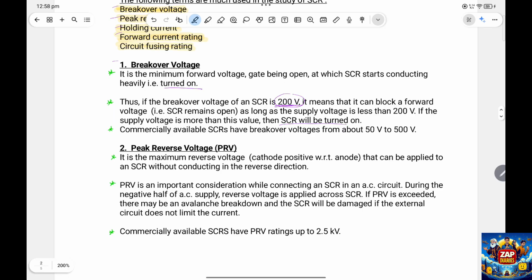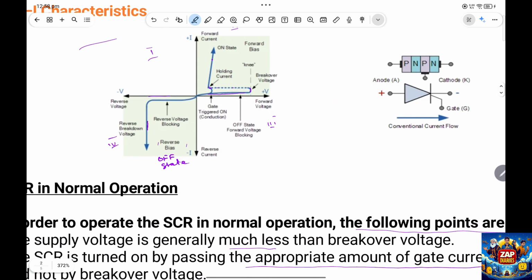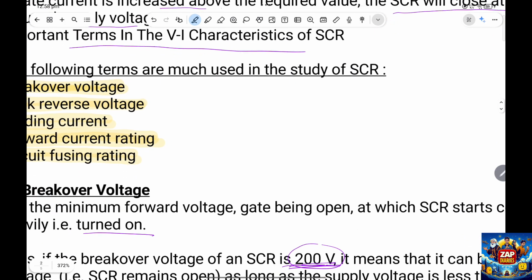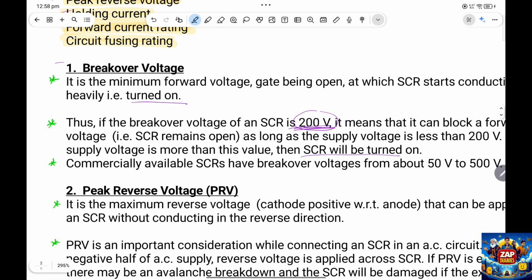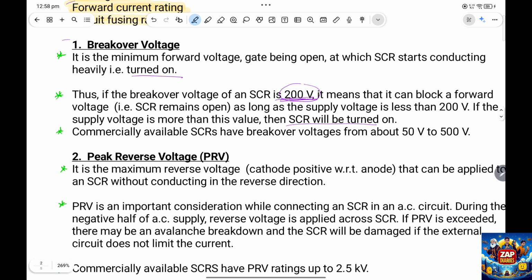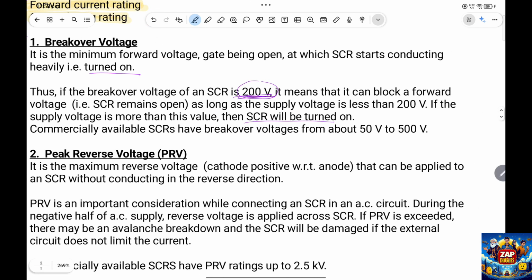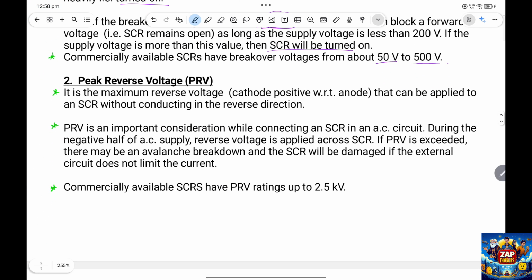Okay, this is the breakover voltage. As I have mentioned earlier, the SCR only turns on after the breakover voltage. So if the breakover voltage is 200 volts, it will only turn on after you increase the supply above 200. And commercially, the SCRs that are available in the market have a breakover voltage range from 50 volts to 500 volts according to the application. Okay, then we have the peak reverse voltage.